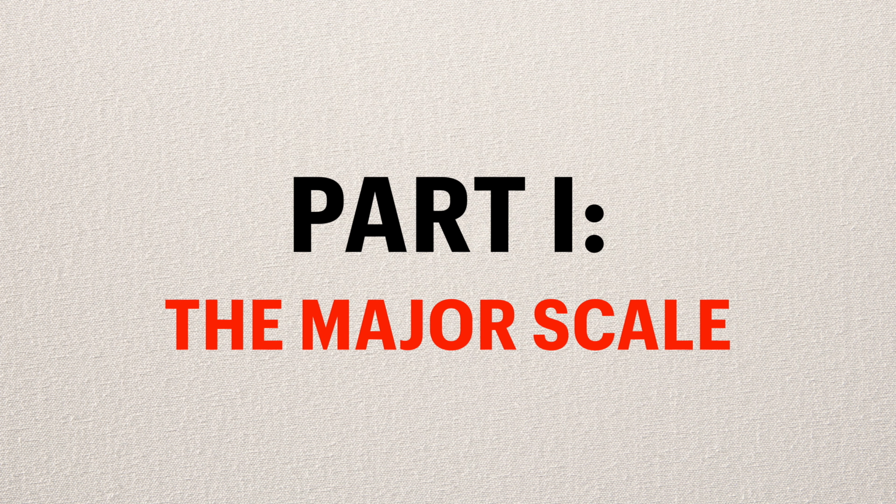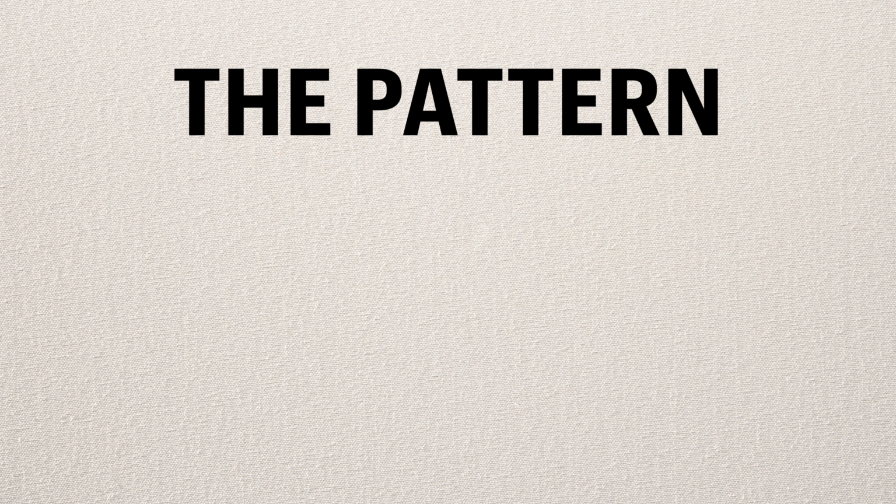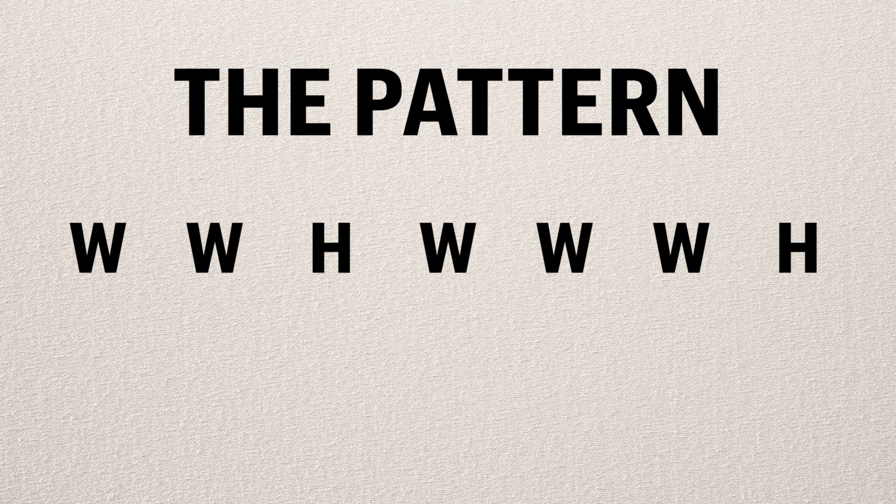But before we can get started, we first need to talk about and understand the major scale, because if you don't know what the major scale is, then you will not be able to understand the circle of fifths. A major scale is a group of 7 notes that follows a pattern of whole steps and half steps. Specifically, the pattern is whole step, whole step, half step, whole step, whole step, whole step, half step.